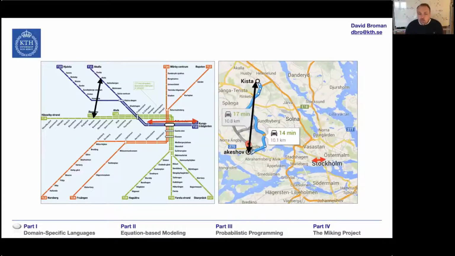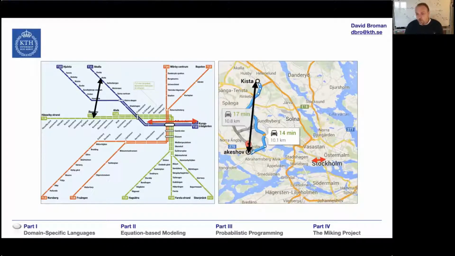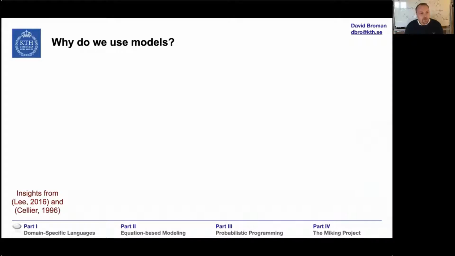So what do I want to say about this? I mean, these are maps and these are models, right? So these are models, they are abstractions of reality. But here you see two different models. One is showing how different subway stations are connected, whereas the other one is actually correctly scaled, but the one to the left is not correctly scaled. So there are different views of the world, in this case, Stockholm, but it's an abstraction. So this is the key thing that we are talking about: models that are abstractions of something, typically some sort of system. So why do we use models?